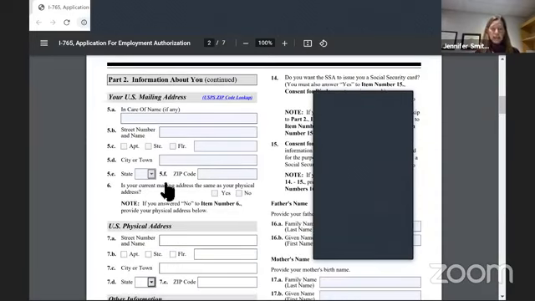Okay, y aquí, and the other part up there, you want to put any other names you've ever used, like we talked about on the other form. On part 2 here, again, you're listing your U.S. mailing address. This should be the same address on both forms for where you get your mail.